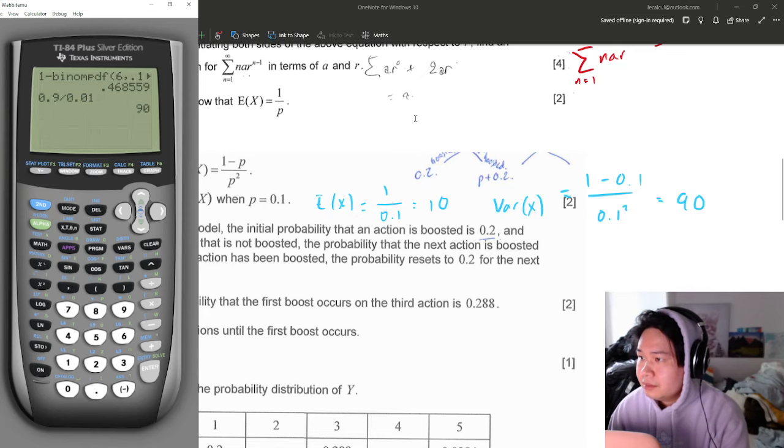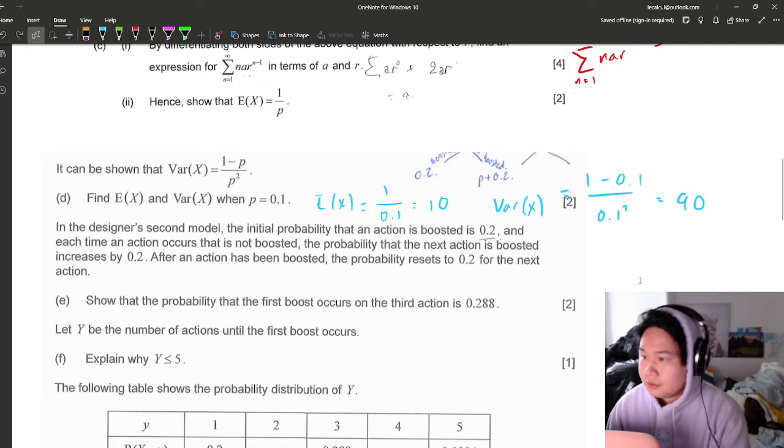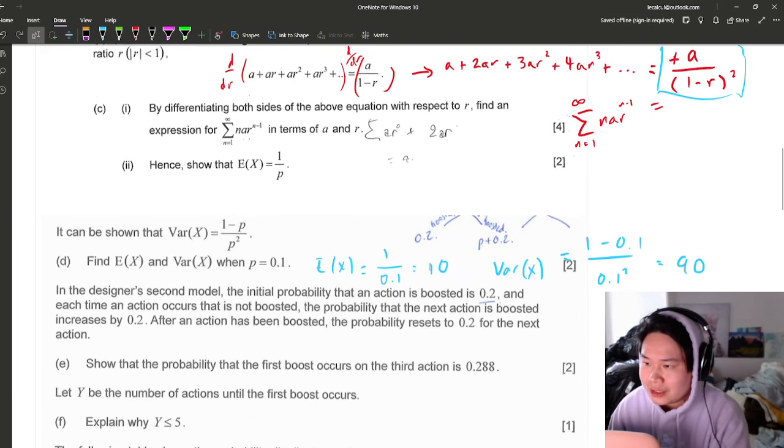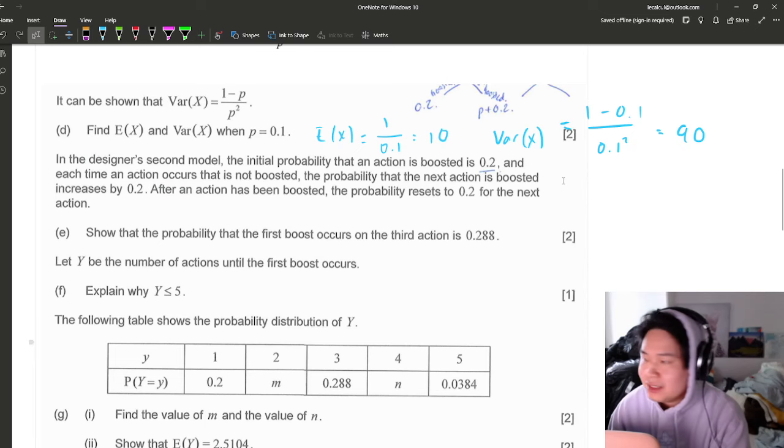Yeah, 90. So I guess in terms of interpreting this, you can expect 10 actions before you get a boost, and then there's a variance of 90.